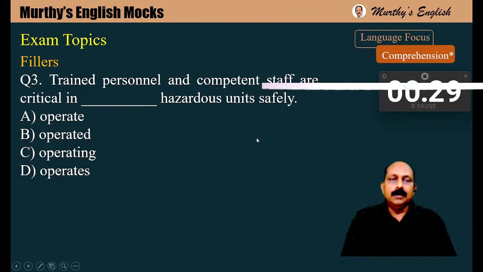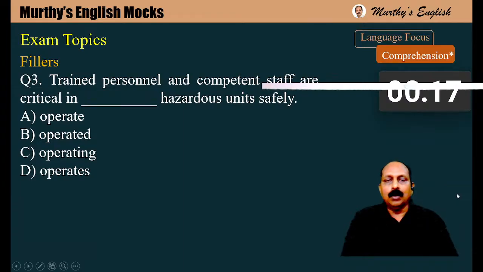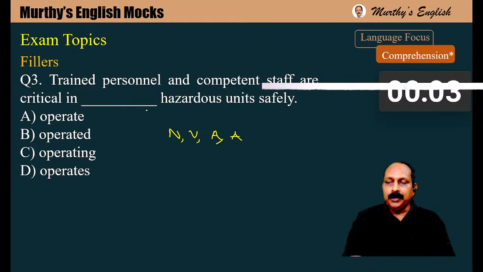Question number 3, fillers based. Your time starts now. Trained personnel and competent staff are critical in what? Hazardous units safely. Sometimes what happens, they give the same word in different forms. Noun form, verb form, adjective form, adverbial form. And based on the context, you have to decide which form is the correct expression.